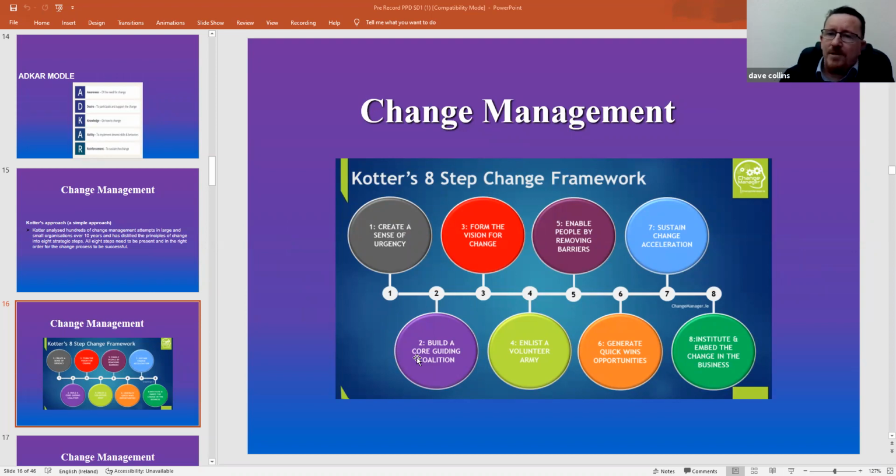So Kotter's steps, his framework. 1, create a sense of urgency. 2, build a core guiding coalition. 3, form the vision for change. 4, enlist a volunteer army. 5, enable people by removing barriers. 6, generate quick win opportunities. 7, sustain change acceleration. And 8, institute and embed the change in the business.